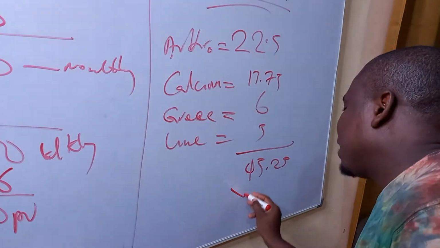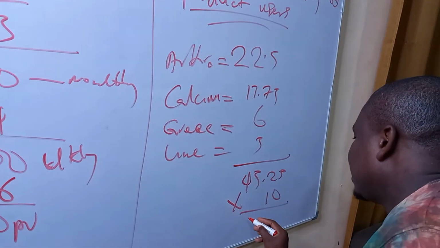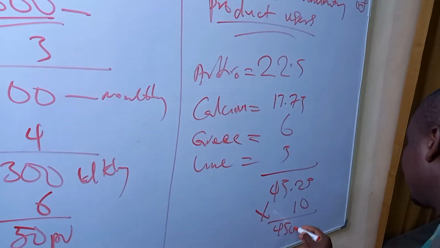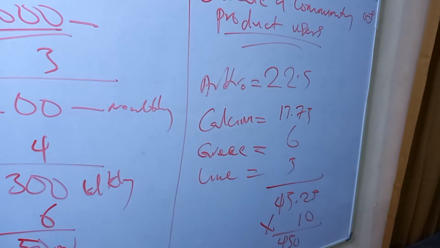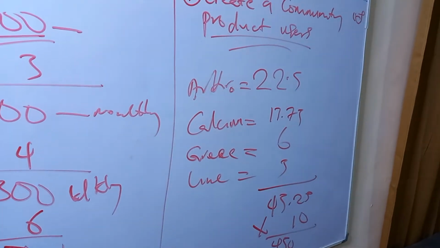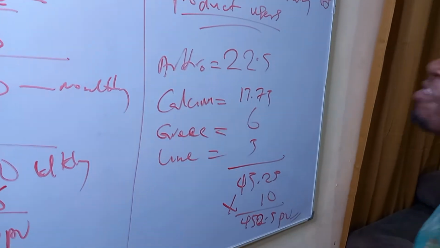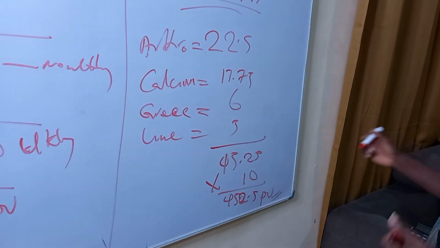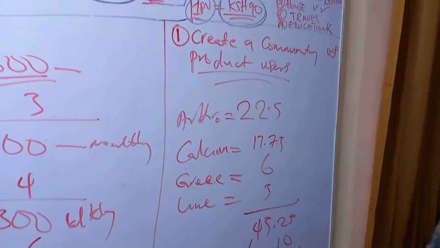Now imagine you have about 10 of them in a whole month. That means that you have 450, if I'm correct, 45.25 times 10, 452.5 PVs every month. Every month by supplying this pack to only old people with health issues.